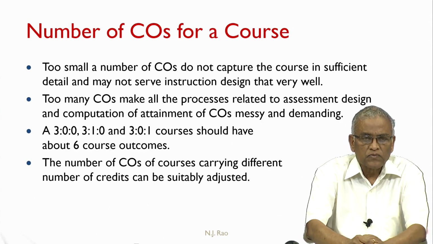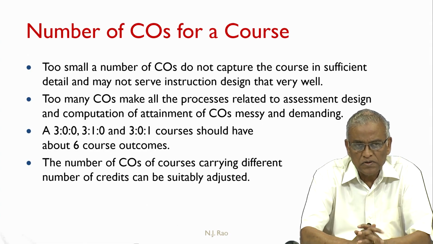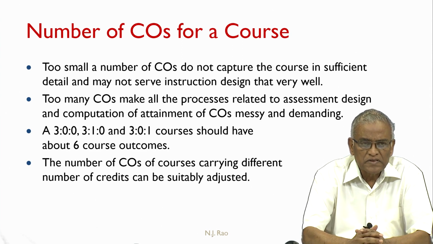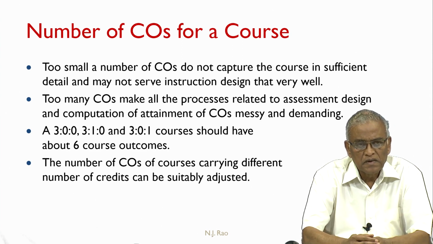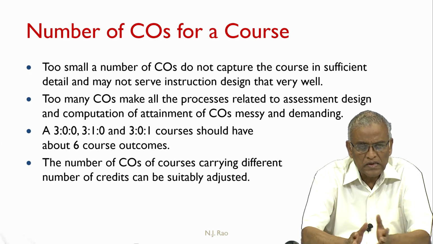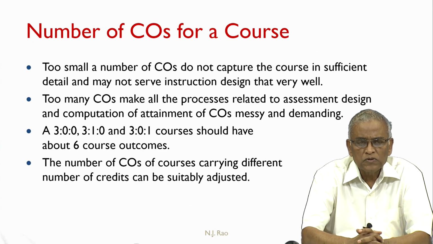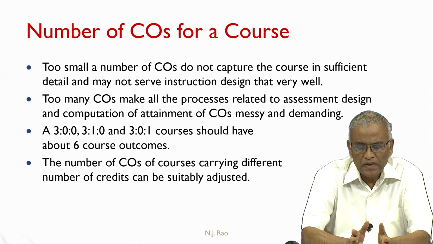First, we will start with how many course outcomes we should have for a course. People have even stated that one statement writing the aim of the course is more than enough, but some people want to write too many of them. So what is the optimal number? We propose an argument for that. Too small a number of COs does not capture the course in sufficient detail and may not serve instruction design very well.